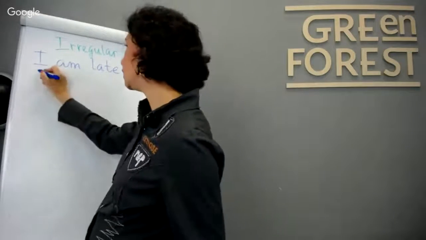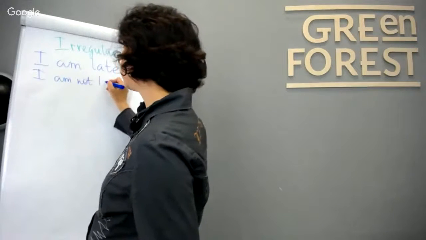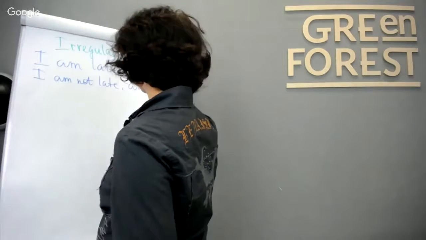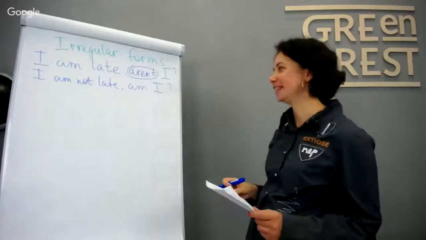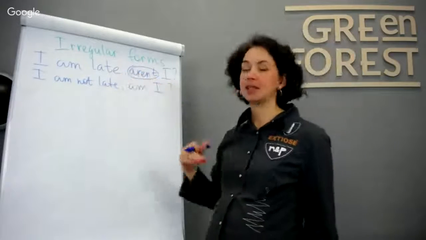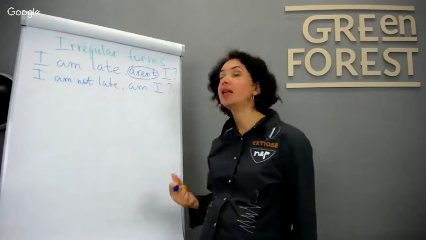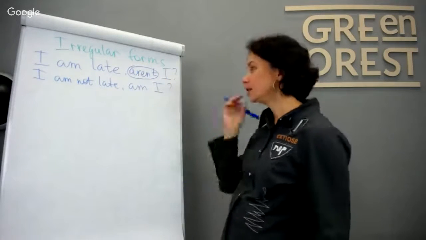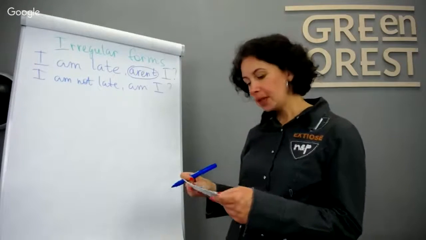If the sentence is negative, it's easy. I am not late. Am I? So aren't is a little bit unusual. This is the rule. If you have a positive sentence and you want to create a tag with I am, you need to use the auxiliary verb aren't in the tag. This is the first.